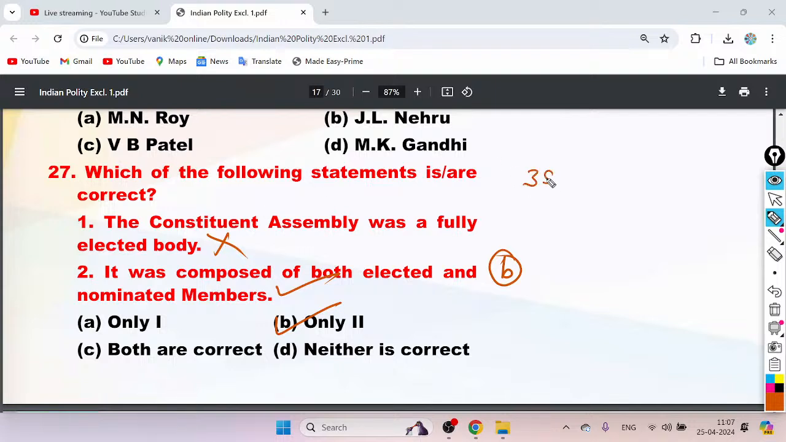B is incorrect. It was 389 members, of which 296 were to be elected and 93 were to be nominated. It is elected from British India provinces and nominated from native states. So only 2 will be the answer.